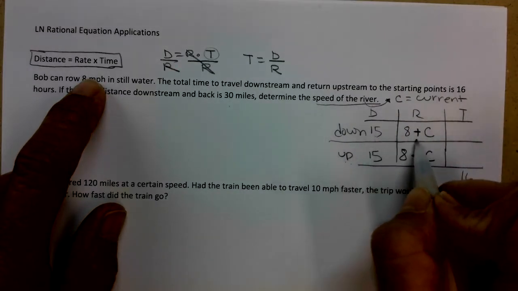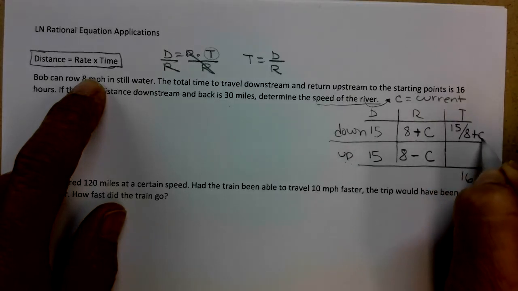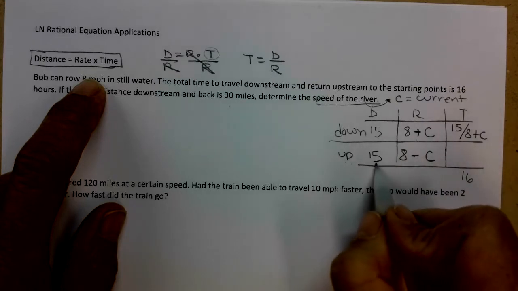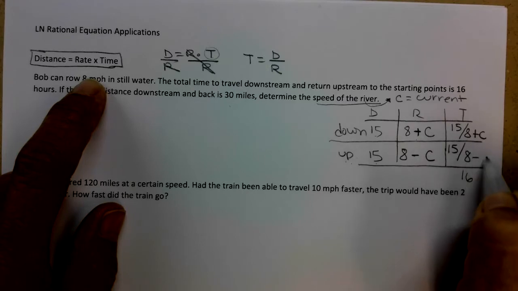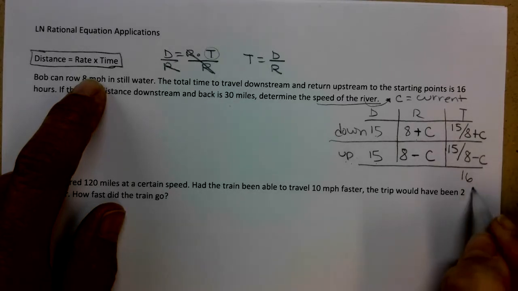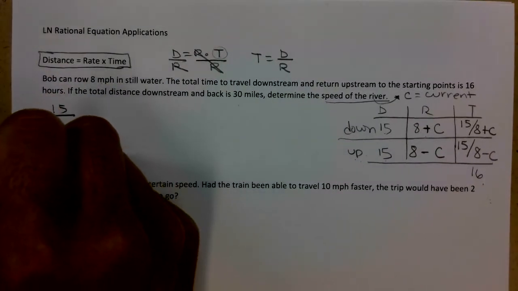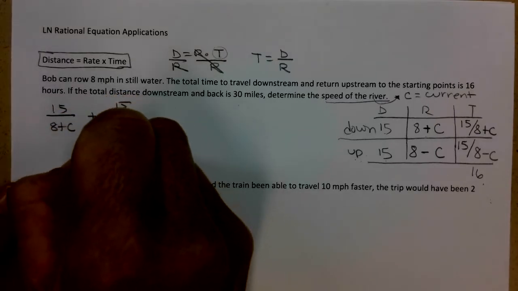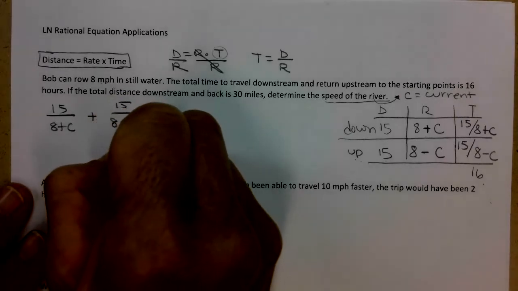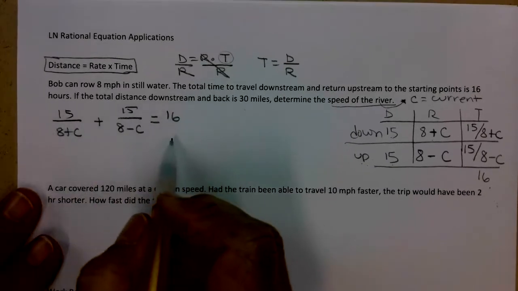Going downstream, the time is 15 divided by 8 plus c. Going upstream, the time is 15 over 8 minus c. And I know my total time is 16. So I've got something to go on. Here we go: 15 over 8 plus c, plus 15 over 8 minus c, equals 16. So I have a rational equation.